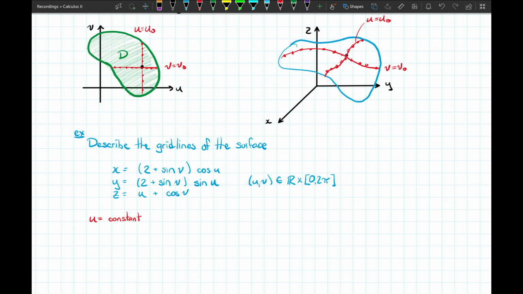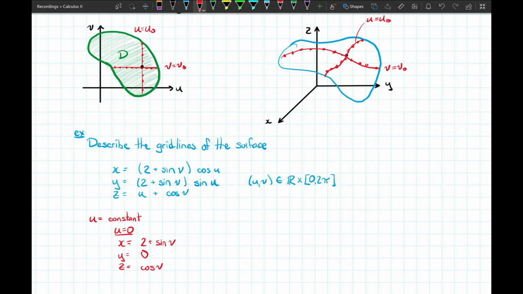Let's start off with u being a constant. If u is a constant, we can choose some convenient values of u and get an idea of shapes here. Let's start off with u equal 0, a nice easy value to plug in. If that's the case, then we'll end up with a curve, and we'll see if we can figure out what that curve would look like. x is going to be equal to 2 plus sine v, y is going to be equal to 0, and z is going to be equal to cosine v.